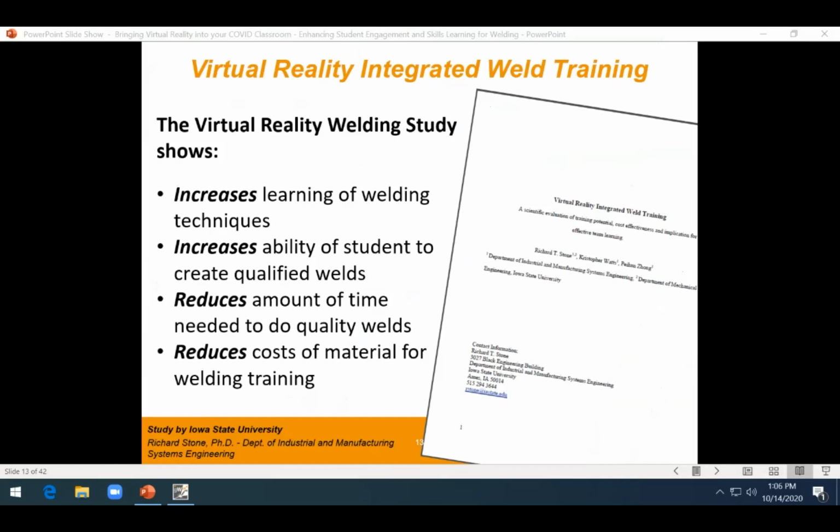Well, focusing on the importance of virtual reality integration, one of the things that I want to talk about first is the importance of that skill development. Iowa State did a research study focusing on whether virtual reality helps increase student knowledge and skill. And what they found after doing this study is that yes, it does. It increases welding technique, increases the ability of students to create quality welds. It can reduce the amount of time needed to do those quality welds, and also can reduce the cost of the materials for those welds.